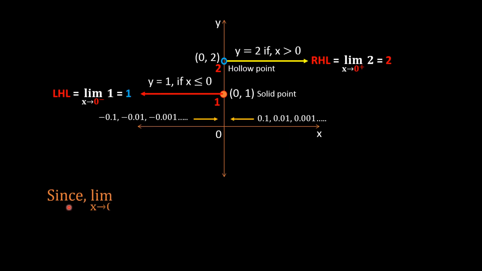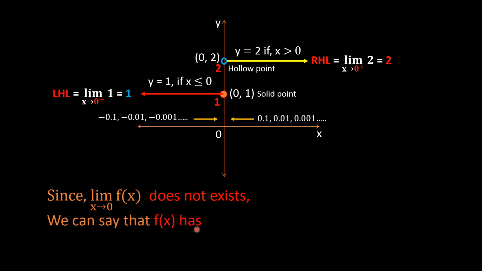Which means that function f is not continuous at x equals 0. Since the limit of f x as x approaches 0 does not exist, we can say that f x has an irremovable discontinuity at x equals 0. See here, left hand limit is 1, right hand limit is 2. They are not equal, therefore the limit of f x as x approaches 0 does not exist.